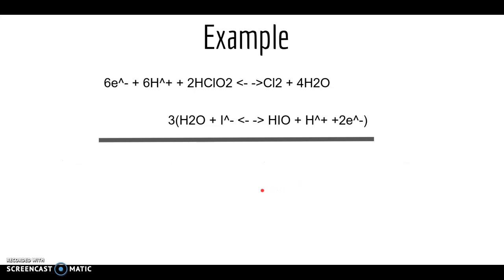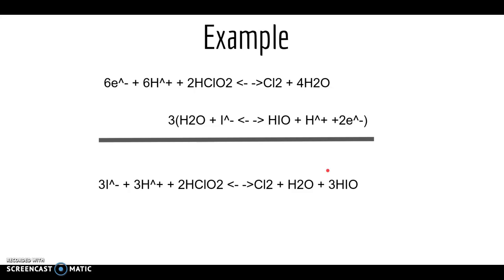So we can get rid of that, and our new equation is this: 3I plus 3H plus 2HClO2 turns into Cl2 plus H2O plus 3HIO. Now, if this was in an acidic solution, we would be done.